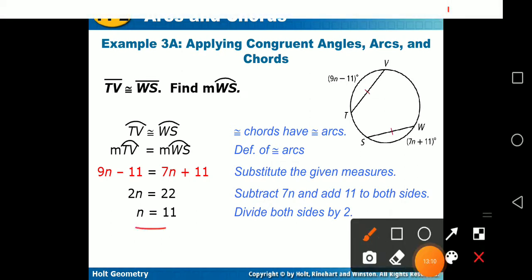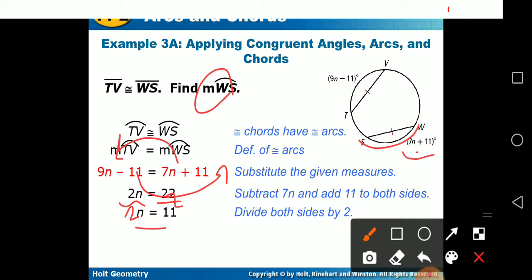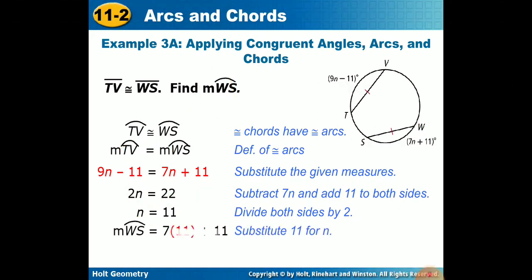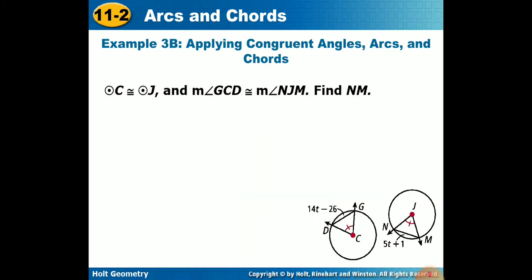After finding n, it is very easy to put the like terms together, as I told you many times before. 11 plus 11, 22, 7n goes to the other side by negative sign, 9n minus 2n gives you 2n, so you got 2n and 22, divided by 2 n will be 11. So he asks me about measure of arc WS, so I'm going to substitute 7 times 2 plus 11. It will give you 88.